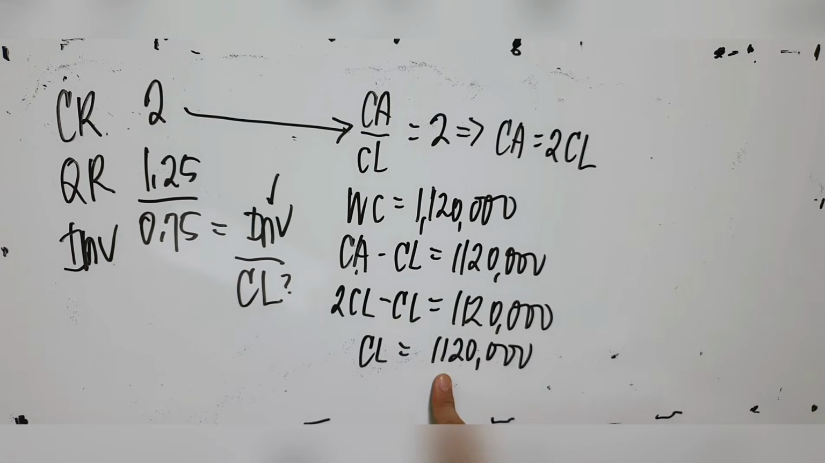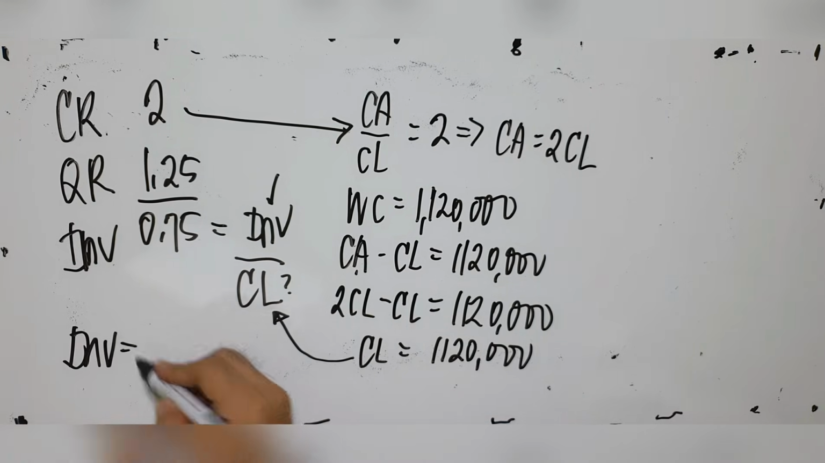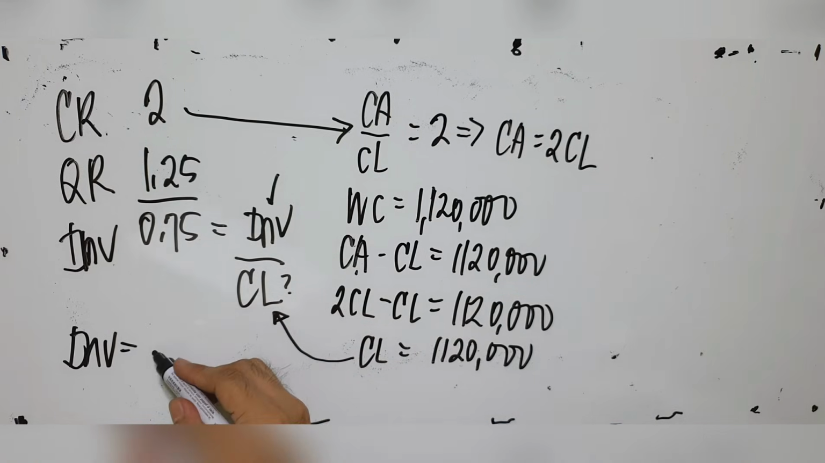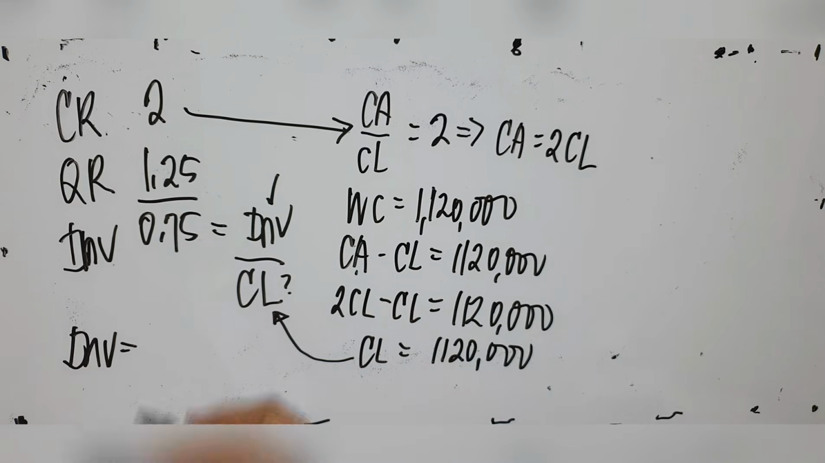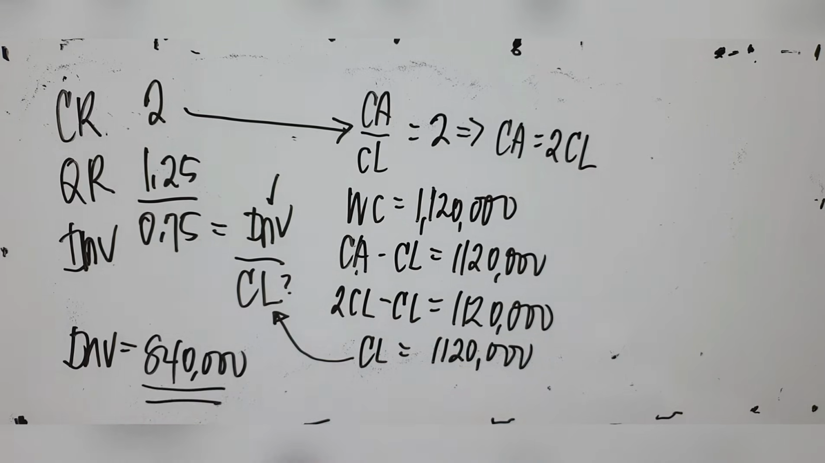Kaya kung 1,120 yung current liability natin, substitute here, our inventory would be equal to 1,120 times the 0.75, which is, magkano yun? 1,120 times 0.75, that is 840,000 pesos. That is our inventory. Okay?